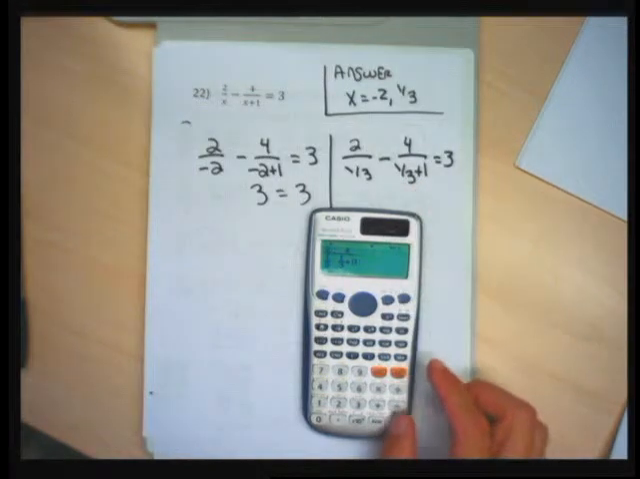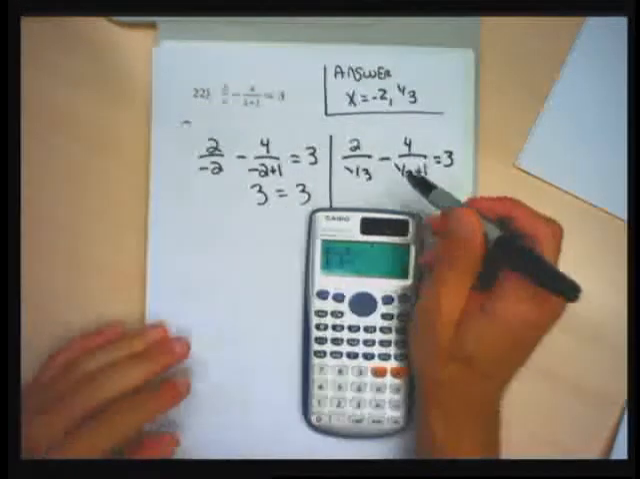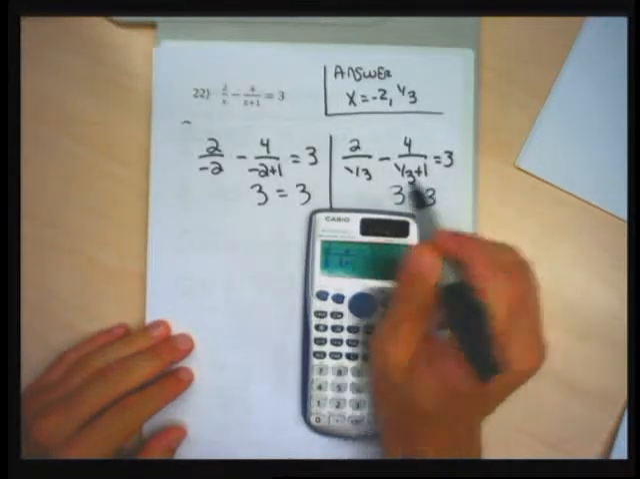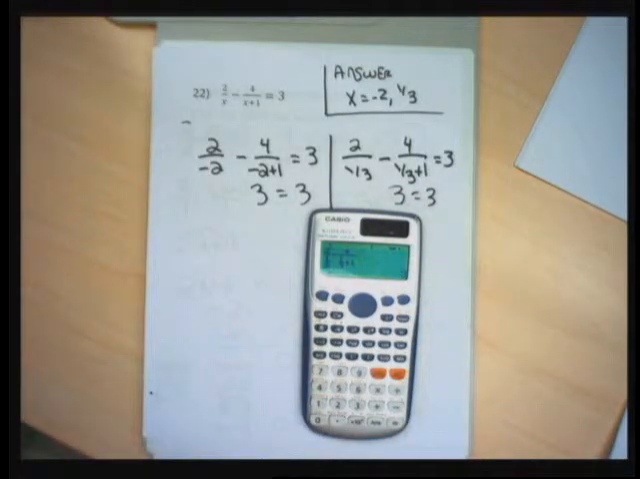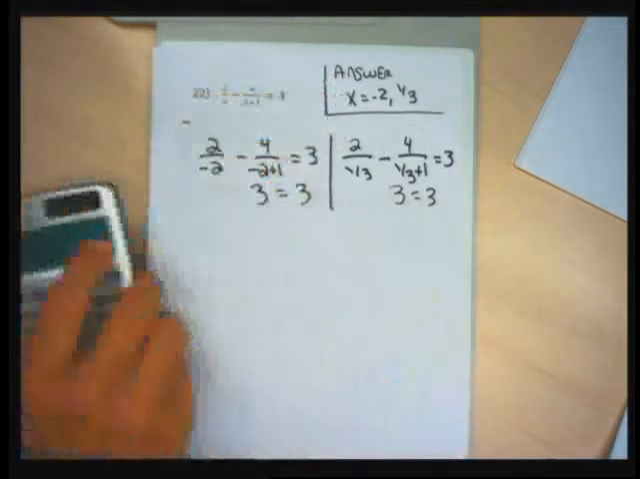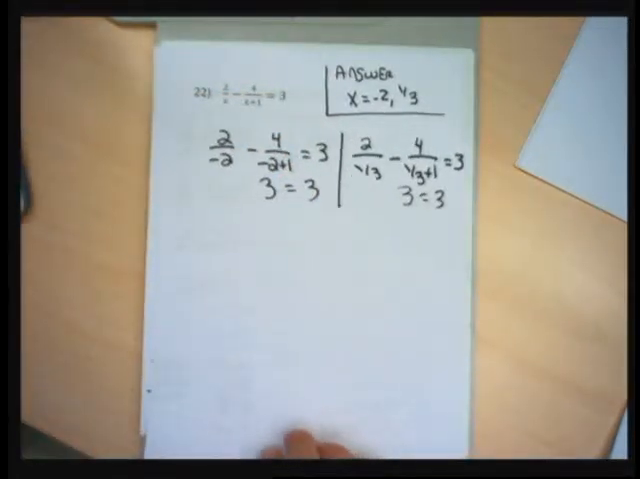And when I hit enter for that, beautiful, I get 3 equal to 3. And that's what I needed to have happen. So I'm left with a true statement. Because I'm left with a true statement, I know my answer of negative 2 and 1/3 are perfectly correct.